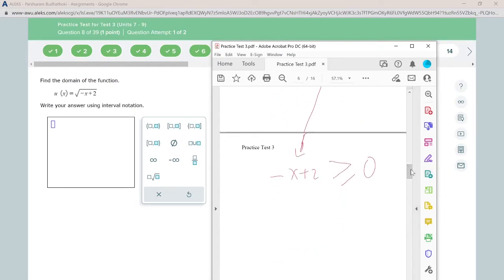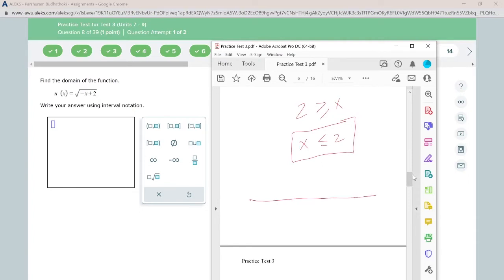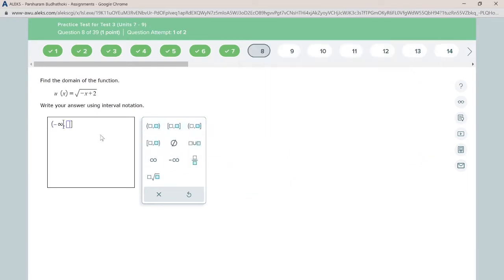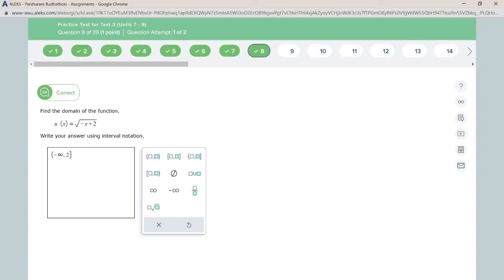When you try to solve this inequality, if you add x to both sides, that means 2 is greater than or equal to x. Another way of saying the same thing is x is less than or equal to 2. So if you write this in interval notation, your domain is anything less than 2, including 2. So you start from negative infinity and you go up to 2. How do you write it using interval notation? You use a parenthesis, negative infinity comma positive 2, and because you are including 2, you have to use a bracket. So on the left side there is a parenthesis, on the right side there is a bracket. So that's how you find the domain of this function with the radical sign.